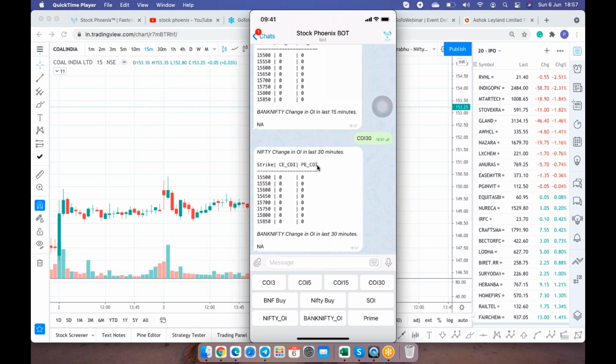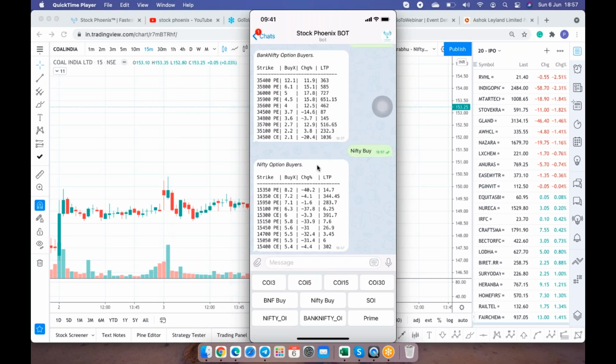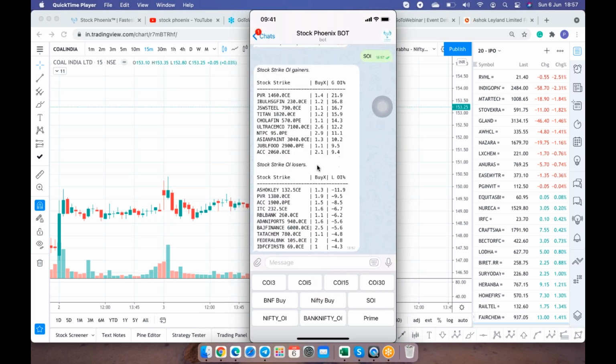Then we have BNF buy. It picks a particular strike price where buying is coming in, be it a CE or a PE. This is for option buyers. Nifty buy is a similar feature to the one for Bank Nifty. Then we have SOI, stock OI gainers and stock OI losers, where the strike price is active. If you could see, a huge amount of OI is decreasing at 132.5 on Ashok Leyland.